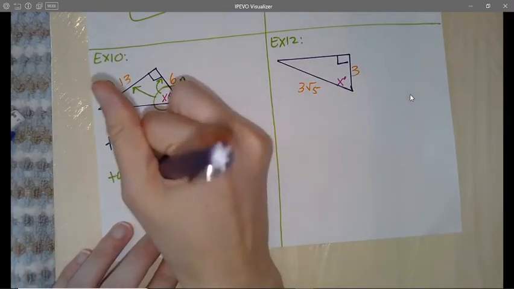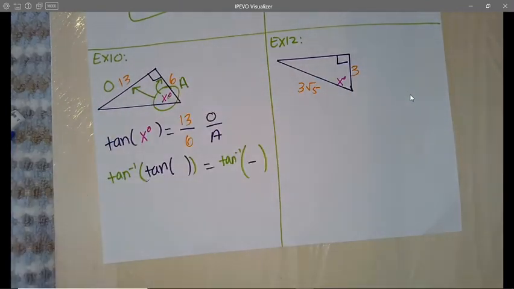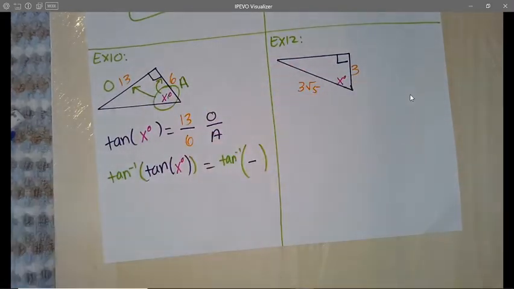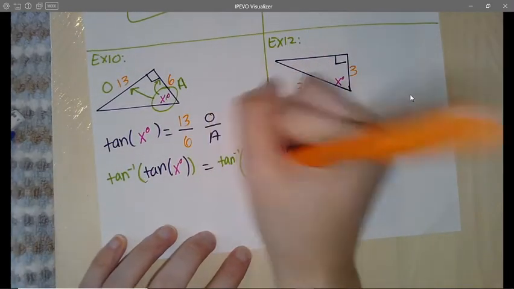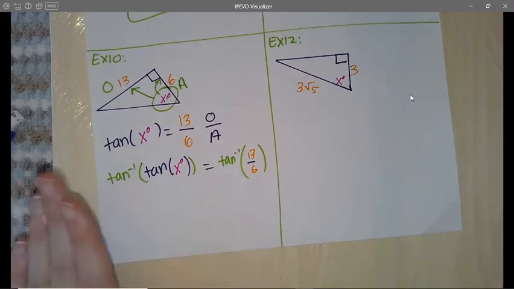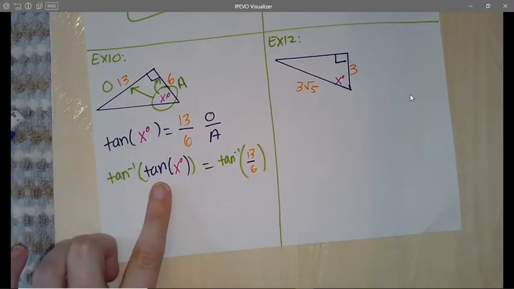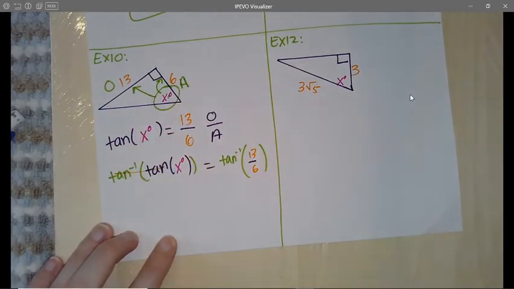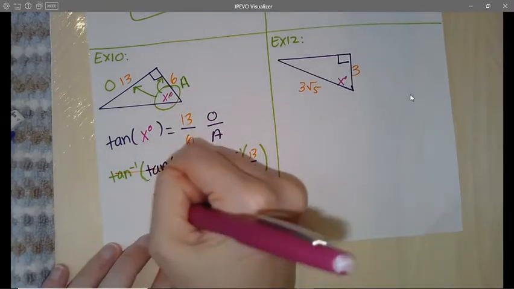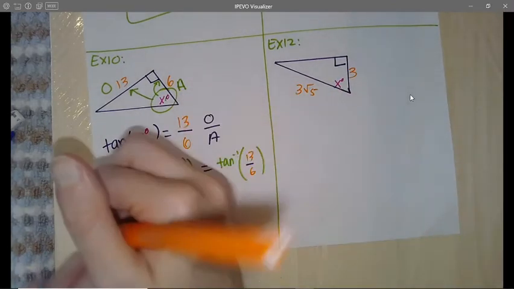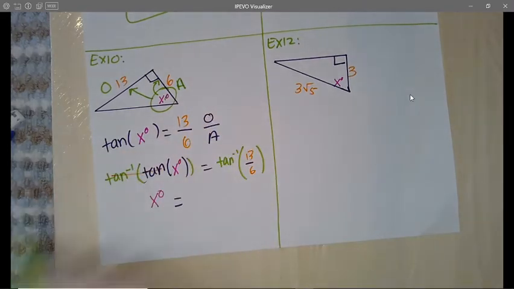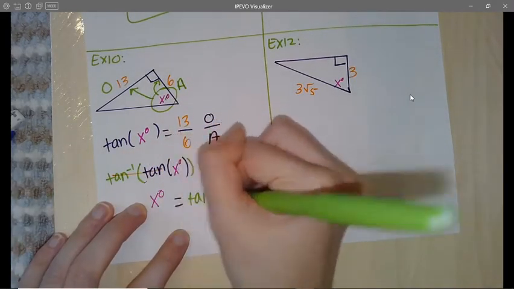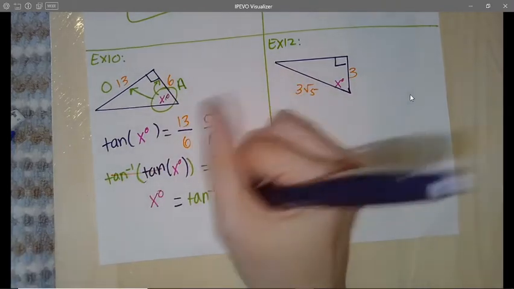So this will be tangent of x degrees, and this will be 13 over 6. I've taken the inverse tangent of both sides because the inverse will always cancel out the other function that it's the inverse to. So since tangent and inverse tangent are inverses, they will cancel each other out. And look at that, I'm left with the x. So x degrees will equal the inverse tangent of 13 over 6.